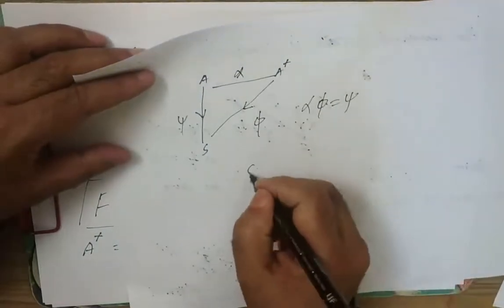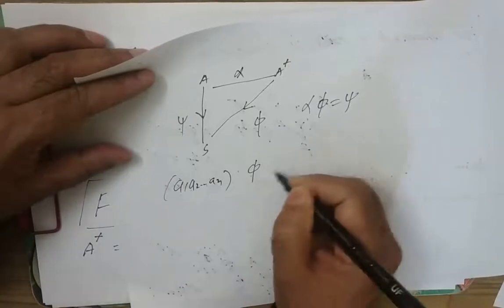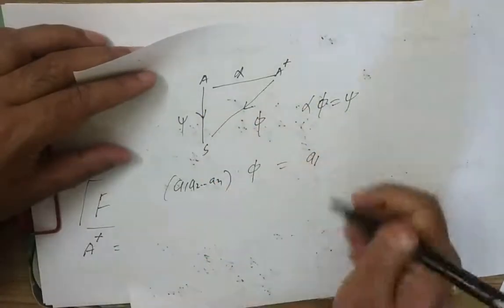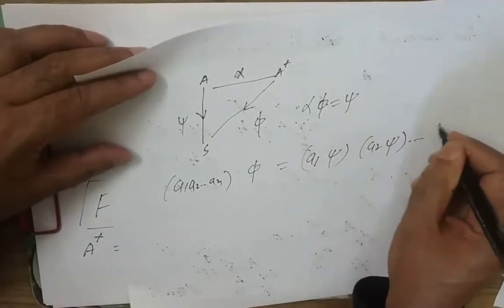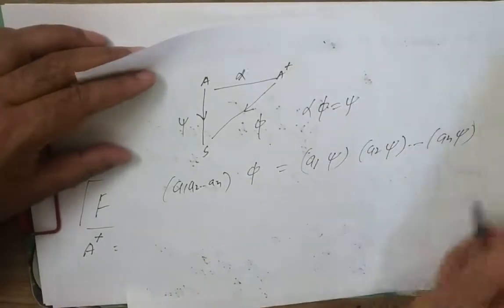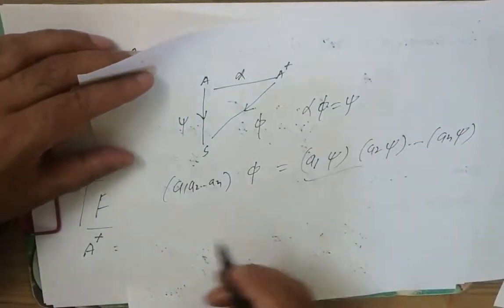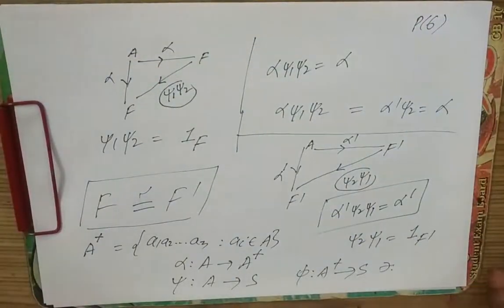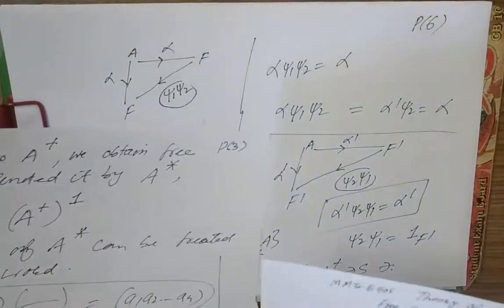What's the definition of phi here? A1 A2 and so on up to AN phi is equal to A1 psi, A2 psi, and so on up to AN psi. So this is the definition of phi, and this phi is unique. That's an exercise for you: show that this phi is unique. We have seen the commutative diagram that we have already seen here.